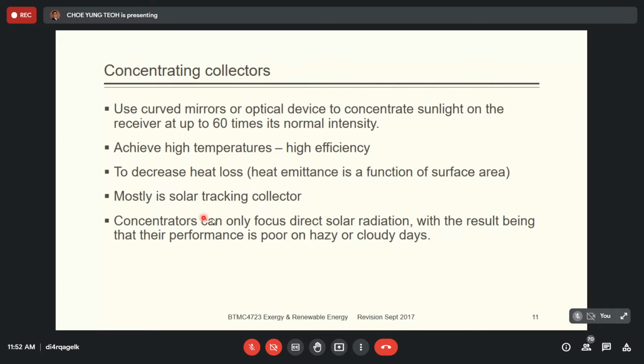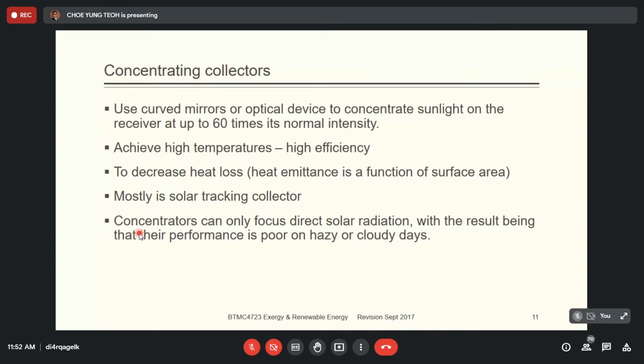And mostly it's a solar tracking collector, because you want to concentrate all the sunlight into one single point. If you do not know the direction of the sun, it will be very difficult, because the refraction angle is directly proportional to the incoming angle. So you must have the solar tracking collector so that you know which point they will concentrate all the sunlight into, or maybe the direction of the refraction.